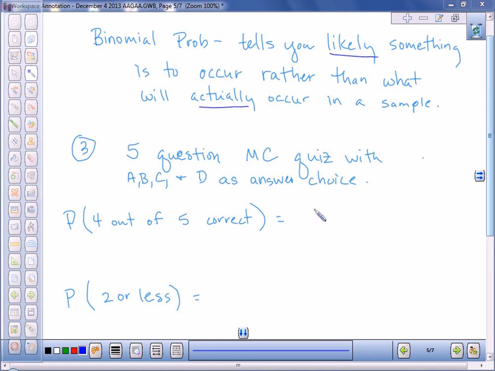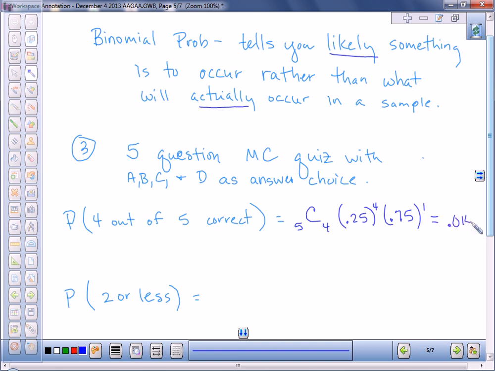And what is my probability of success? 0.25 to the 4th, and then 0.75 to the 1st. And so my probability is not good. The probability of me getting 4 out of the 5 correct is terrible.